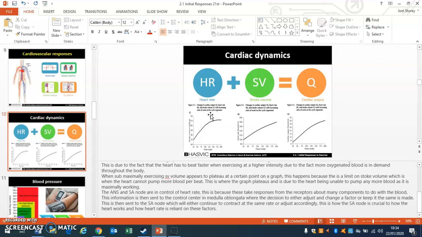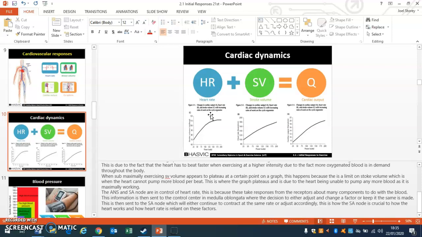This is because these take responses from the receptors about the different components to do with the blood. This information is sent to the control center in the medulla oblongata, where the decision to either adjust and change a factor or keep it the same is made. This is then sent to the SA node, which will either continue to contract at the same rate or adjust accordingly. This is how the SA node is crucial to how the heart works, and how heart rate is reliant on these factors.